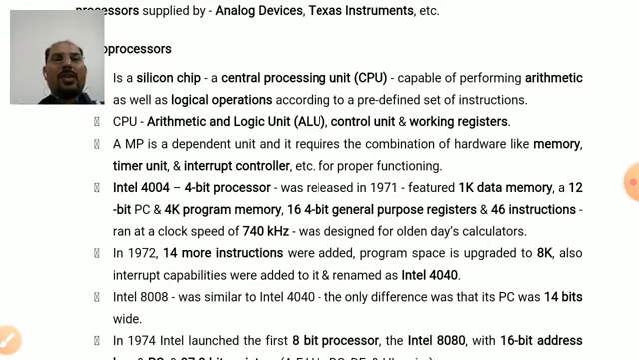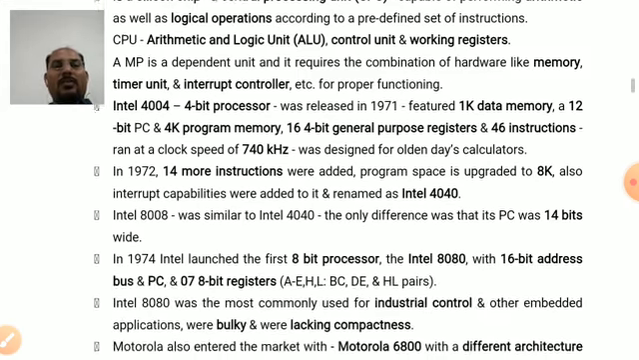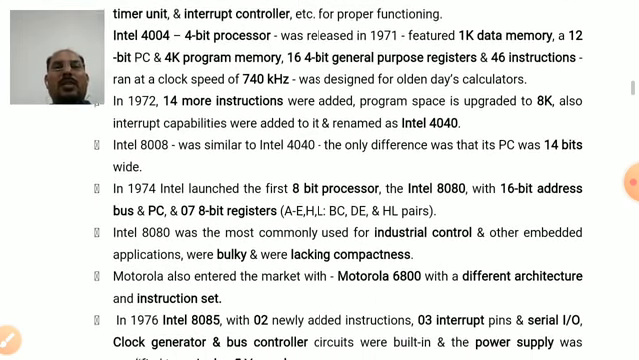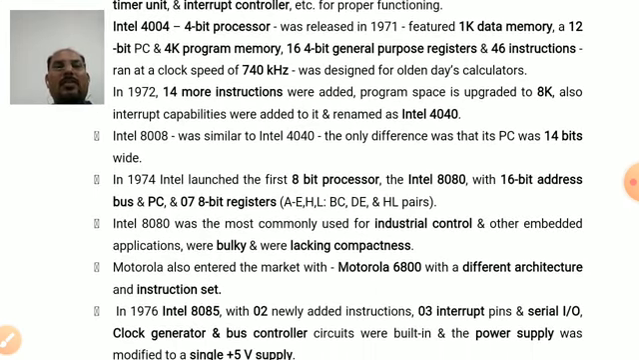In 1971, Intel came up with another processor called 4040. See, all the features of the previous processor were there in this one. Along with that, 14 more instructions were added, and instead of 4K program ROM, it is upgraded to 8K ROM. Then the next processor came, that is 8008. It was similar to the 4040, the only difference is it has a PC of 14 bits wide.